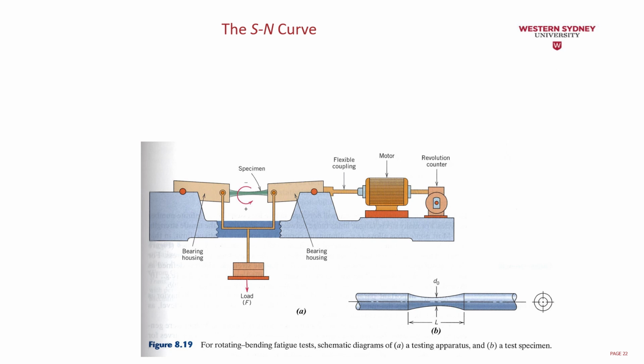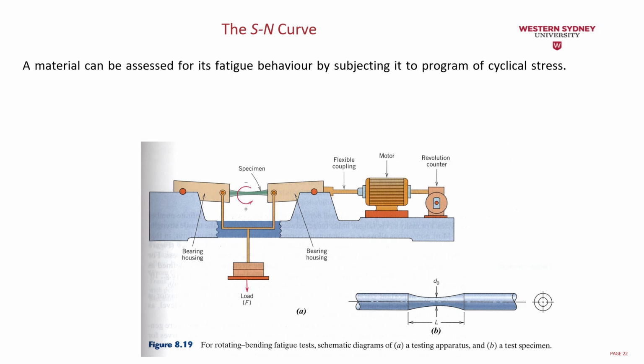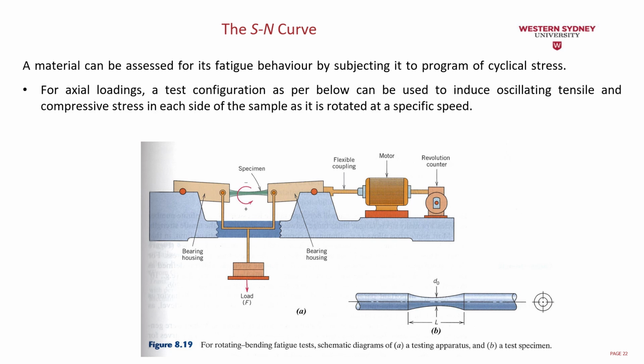So we can represent the S-N curve, and materials can be assessed for their fatigue behavior by subjecting them to a program of cyclic stress. For axial loading, the test configuration below can be used to induce oscillating tensile and compressive stress on each side of the sample as it rotates at a specific speed.